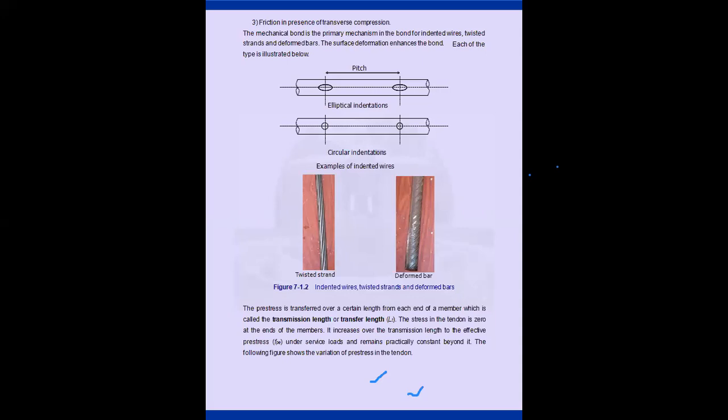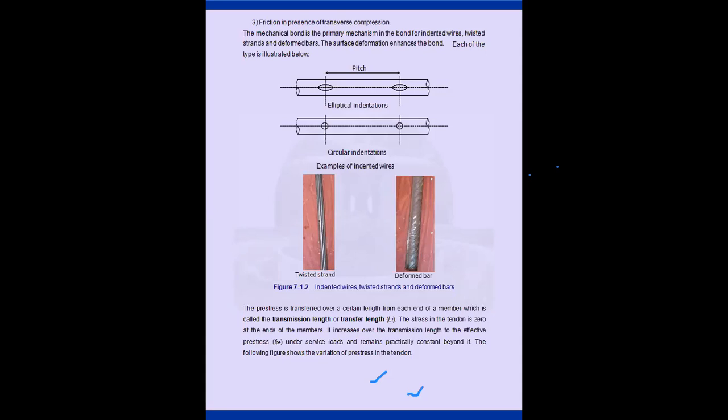And what is attrition? Attrition is between two materials which are of the same kind. That is called attrition. But what is adhesion? Adhesion is nothing but a bond which is created between two different materials. Understand? In abrasion and attrition, it is only a surface interaction, but in adhesion, it is a bond between two different materials. Here the bonding is between tendon and concrete. That we call adhesion.